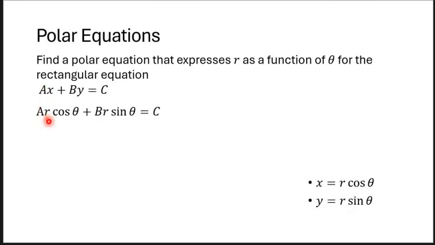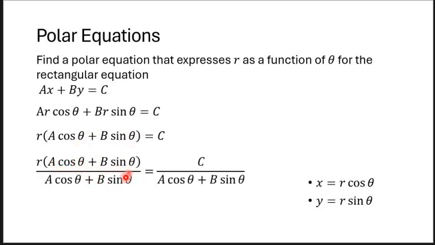So this is a times r cosine theta plus b times r sine theta equals c. You factor the r out, and you get r times the quantity a times the cosine of theta plus b times the sine of theta, which is equal to c. And then once again you can divide out that factor, a times the cosine of theta plus b times the sine of theta. They'll cancel out, and this will be just a standard form of a linear equation in its polar format. So this is the rectangular equation for a line, and this is the polar equation of a line.